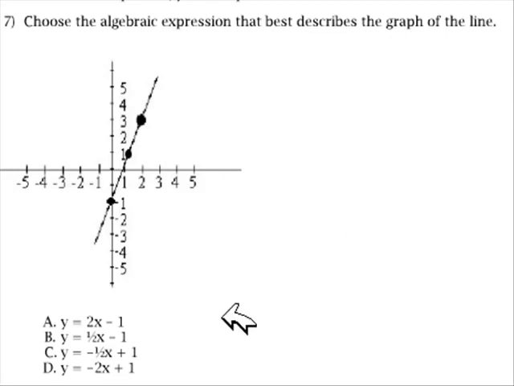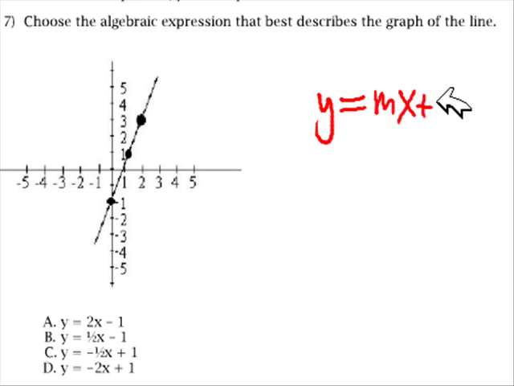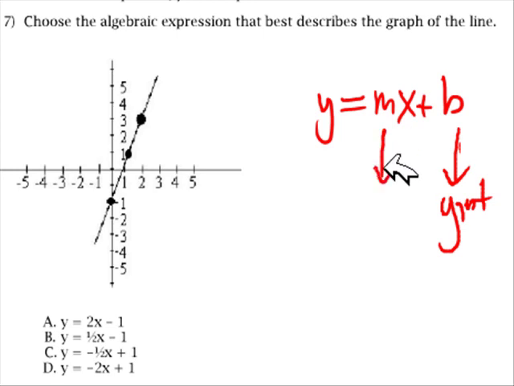Here it asks you to find the algebra expression or the equation that best describes the graph of this line. Well, you know that if you use the form y equals mx plus b, if you know the y-intercept and you know the slope, you can write the equation of the line. From this picture, we can identify both the y-intercept and the slope.